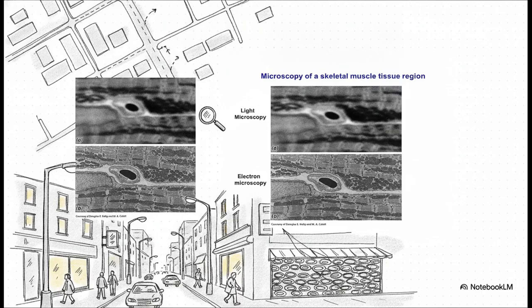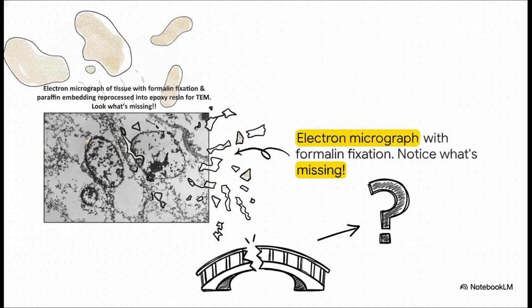But that bottom view, that's the electron microscope. The level of intricate ultrastructure is stunning. You can literally see the actual banding patterns of the muscle sarcomeres and the dense mitochondria packed right between them. But here is the massive catch. Your chemical preparation technique dictates exactly what you can see.